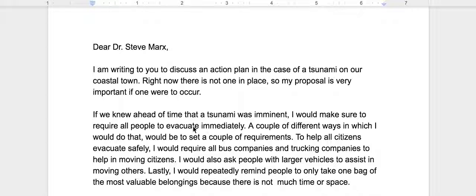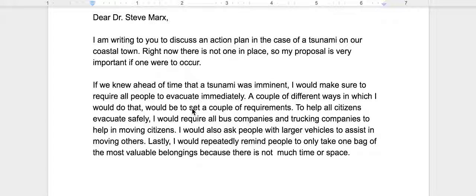So the example here is, I'm writing to you to discuss an action plan in the case of a tsunami on our coastal town. Right now there is not one in place, so my proposal is very important if one were to occur. So again, this is something that states why it's so important that this person that I'm writing to, in this case Dr. Steve Marks, takes this seriously.